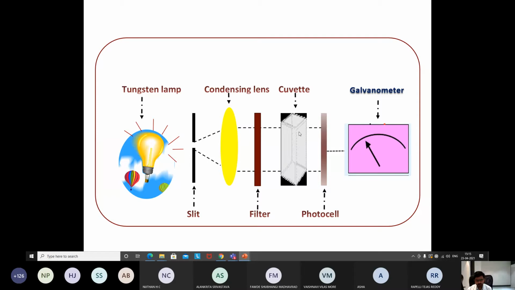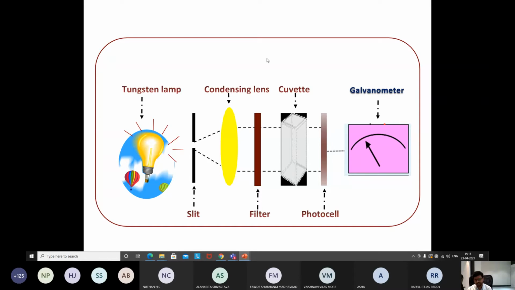solution in color. Light passes through this cuvette and hits the photocell. Whatever light falls on the cuvette and comes out of it, this light energy we cannot measure directly. So the light that hits the photocell is converted into electrical energy. This electrical energy is measured by the galvanometer.